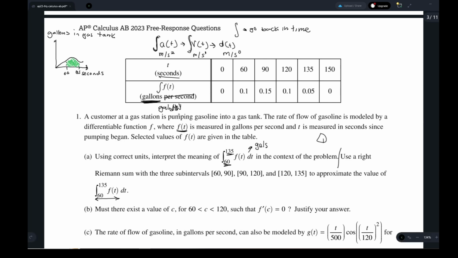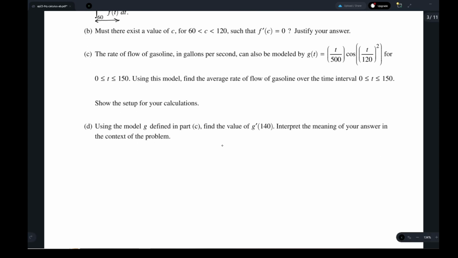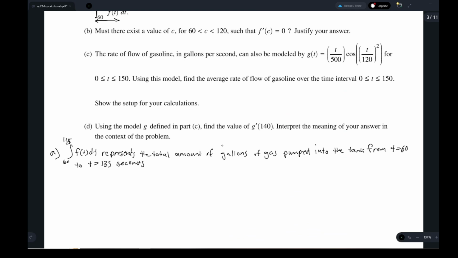So the hardest part here is interpreting what the actual unit is. But then you're just going to say that because this is in gallons per second, right? This is the slope. You go back in time 1, you get gallons, and you're just going to say that this is going to represent the amount of gallons which were pumped into the tank from 60 to 135 seconds. So it's going to represent the total amount of gallons of gas pumped into the tank from t equals 60 seconds to t equals 135 seconds.